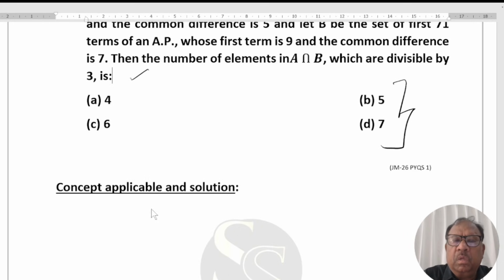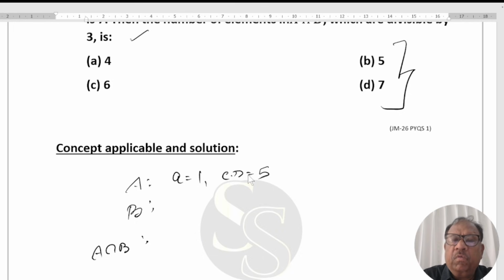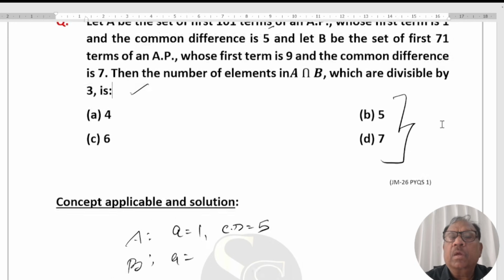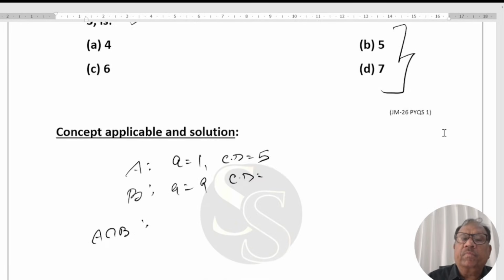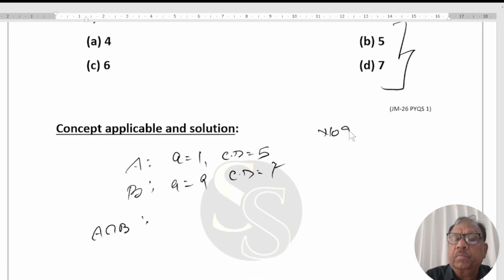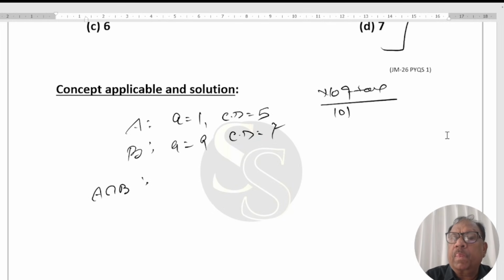Concept applicable in solution. A is an AP, B is an AP, then we have to find the set A intersection B. In A, the first term is 1, common difference 5. In B, first term 9, common difference 7. Number of terms in A is 101, and number of terms in B is 71.